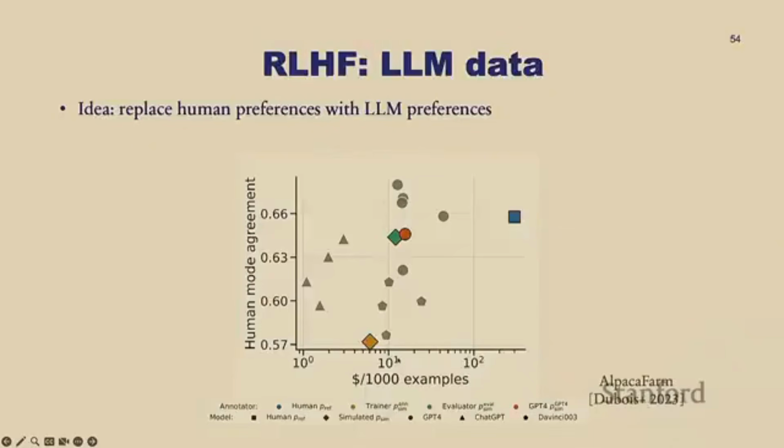Here on this figure, you see on the x-axis the price that we paid for collecting human data. It's around $300 for 1,000 examples, and this is on mechanical Turkers, which are usually cheaper than some of the other companies that you could go through. And on the y-axis, it's the agreement with other humans, with the mode of other humans.